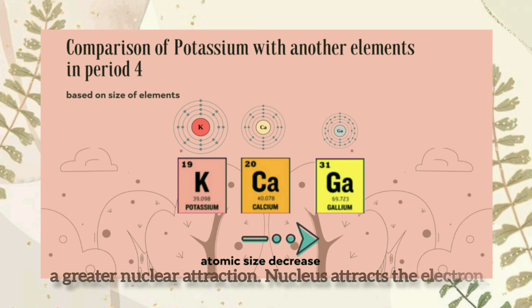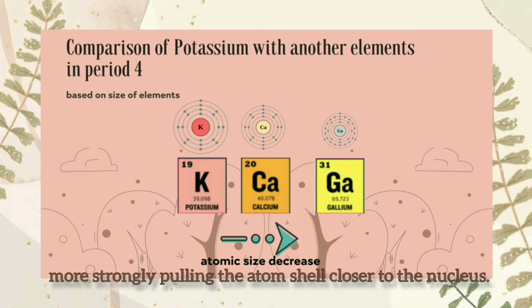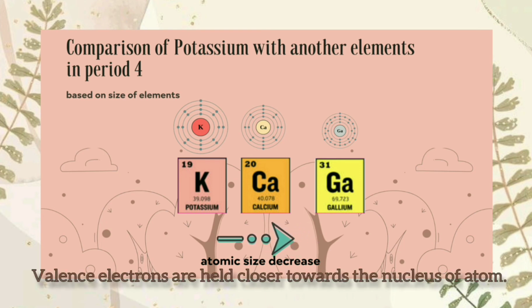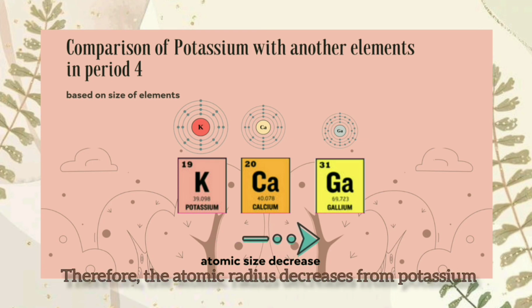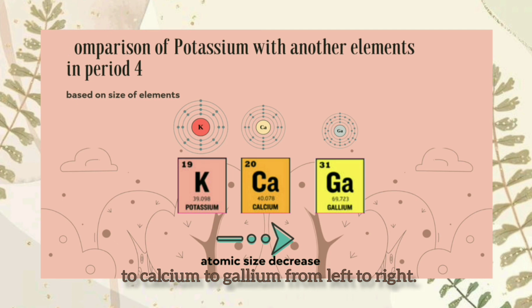This will cause a greater nuclear attraction. The nucleus attracts the electrons more strongly, pulling the atom's shell closer to the nucleus. Valence electrons are held closer towards the nucleus of the atom. Therefore, the atomic radius decreases from potassium to calcium to gallium from left to right.